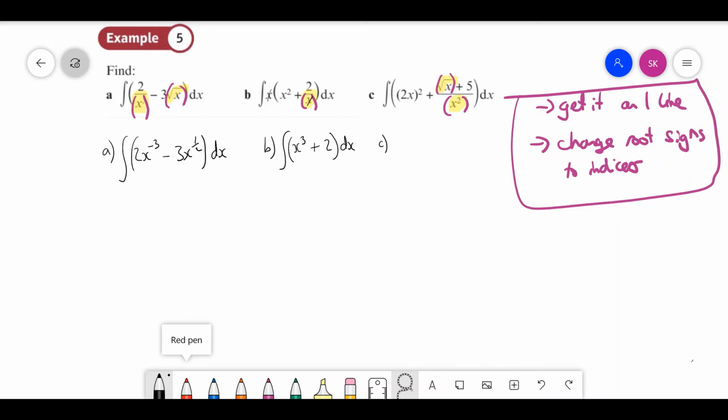Part C, it's the integral of 2x squared, which is 4x squared, because remember the index number applies to both of these. And then I'm going to write x to the negative 2, which is this part here, times by x to the half plus 5, and all of that we're integrating with respect to x.